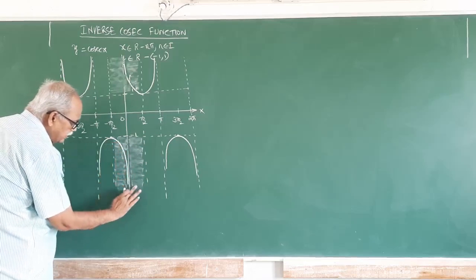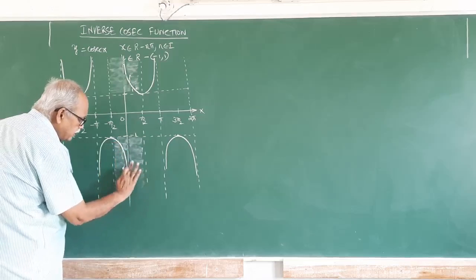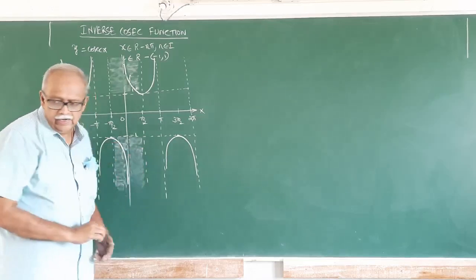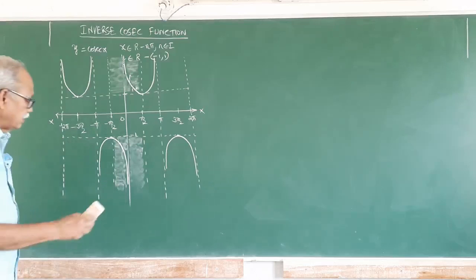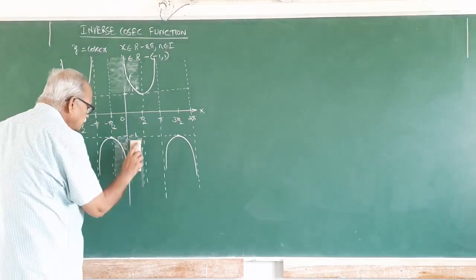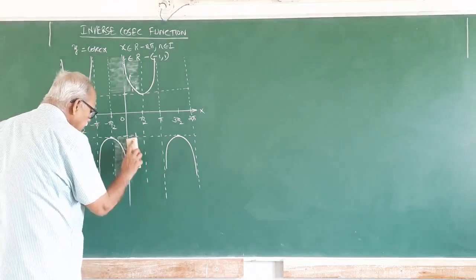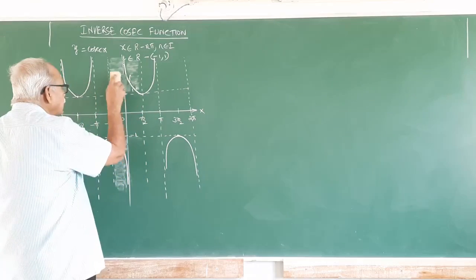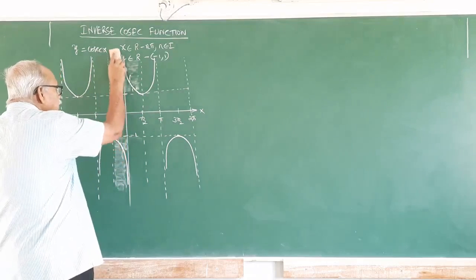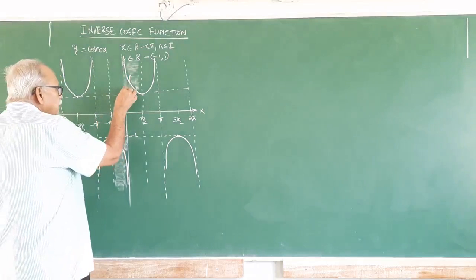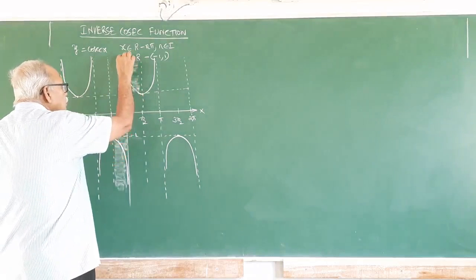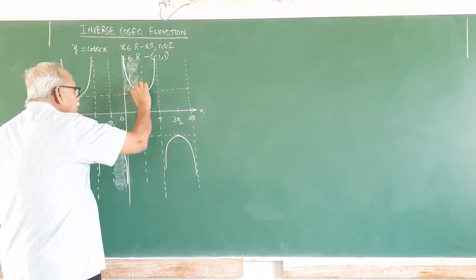So here, even this is not required. Here there will be no part of the graph. It is not required here. This is not required. Here also we don't need. So this is the part, the region. So this is our principal value.